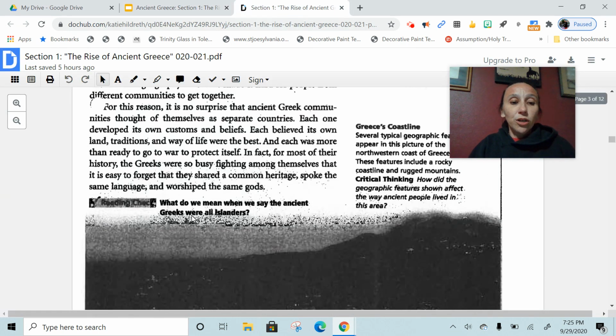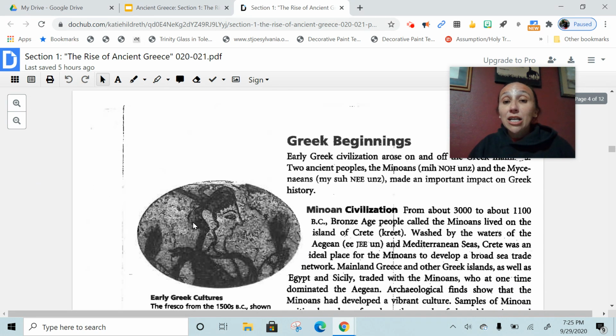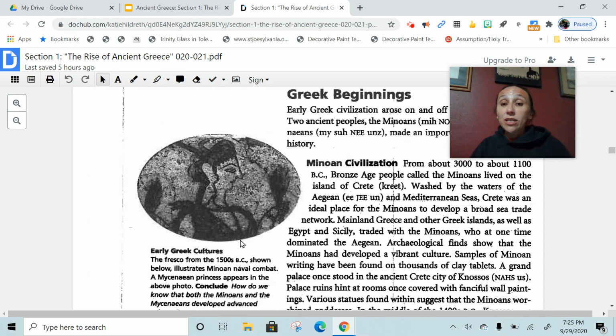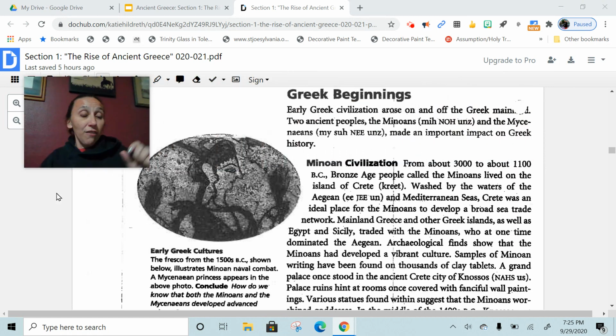Okay, so we're going to move on. And our second section is Greek beginnings. Now, when it comes to dividing these up, you're going to actually have the Minoan civilization as one subsection, and you'll have a box, and you'll put: this section is mainly about the Minoans. And then you'll have another box, and it'll say: this section is mainly about the Mycenaeans. So, okay, we talked about what it was like geographically. Now we're going to talk about the actual people.